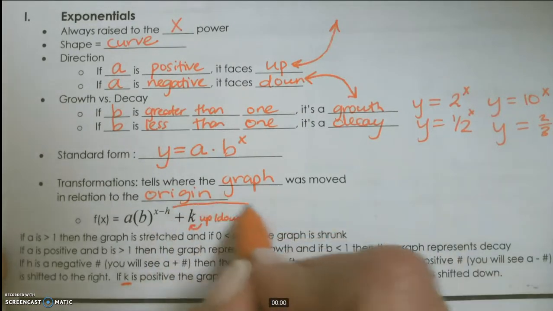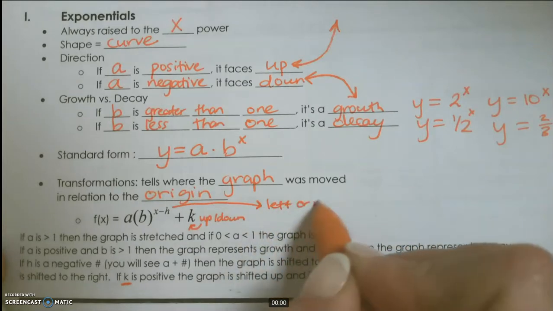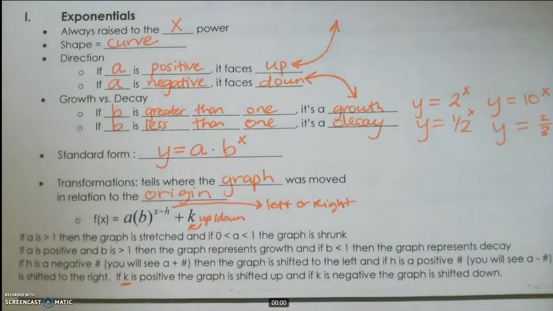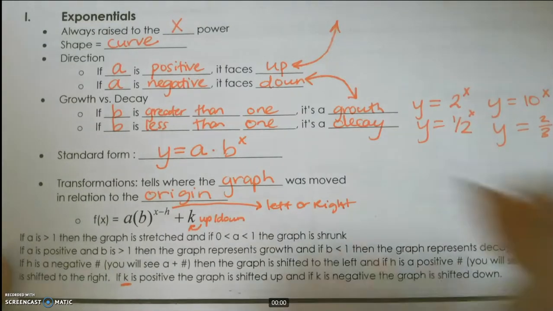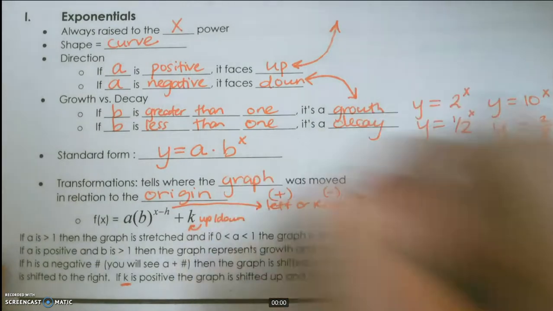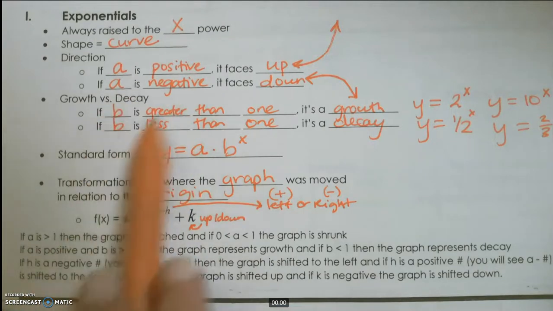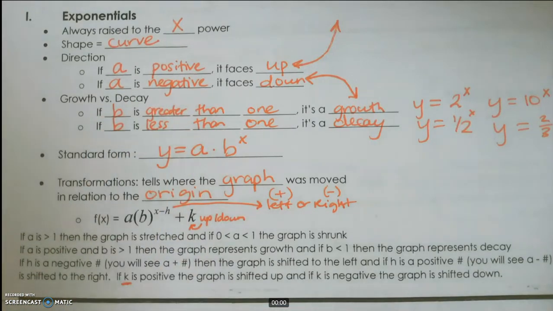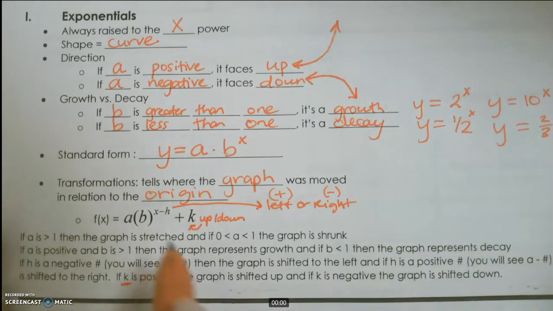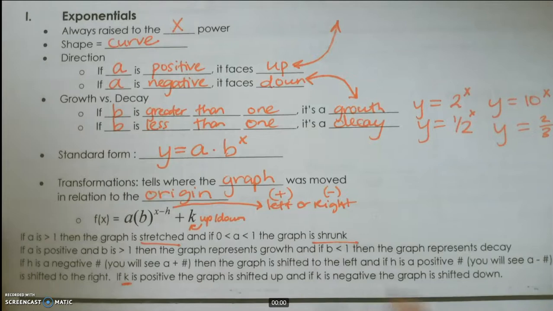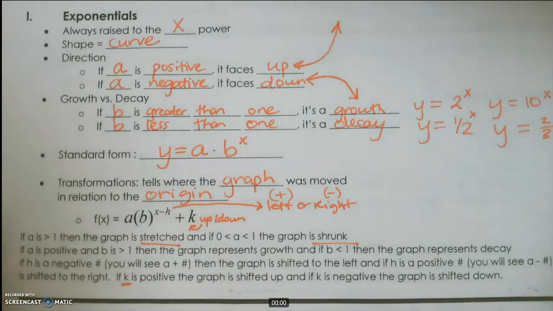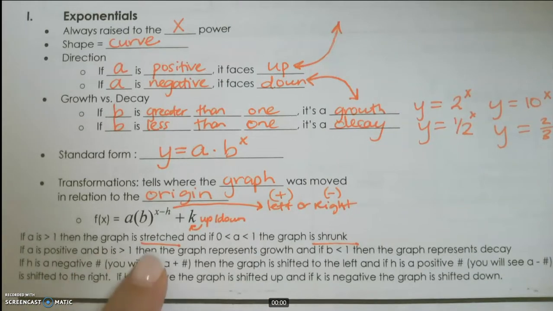The h value is going to cause it to go left or right. But this one's a little bit counterintuitive. When you're subtracting, you're going right. When you're adding, you're actually moving it left. And then the base, we already talked about what that causes, whether it's growth or decay. The a has to do with whether it is being stretched, shrunk, or even reflected over the x-axis. If a is greater than 1, then it's being stretched. If a is between 0 and 1, then it's causing a shrink to occur.